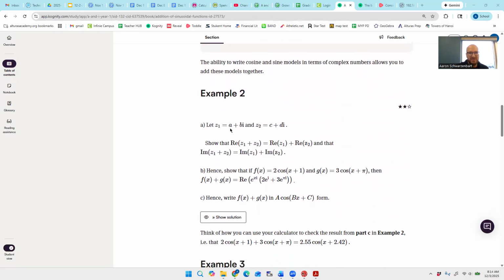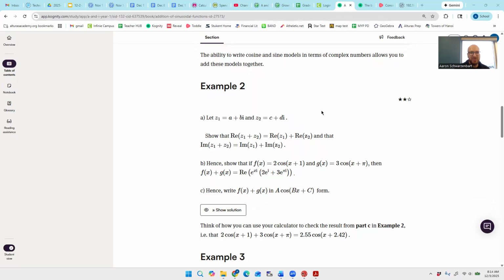So let z1 be a plus bi and z2 be c plus di. Show that real z1 plus z2 equals real z1 plus real z2 and imaginary. Okay. So I'm going to do this without converting. I believe I can do that. Z1 plus z2 is a plus c, right? Plus b plus d i.